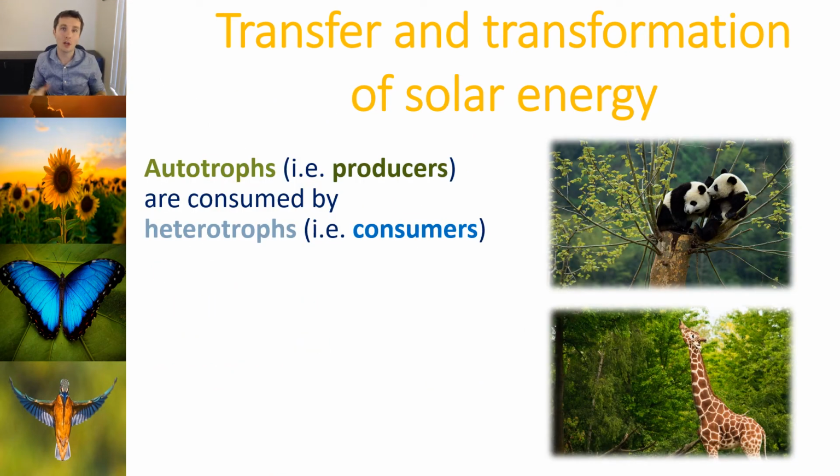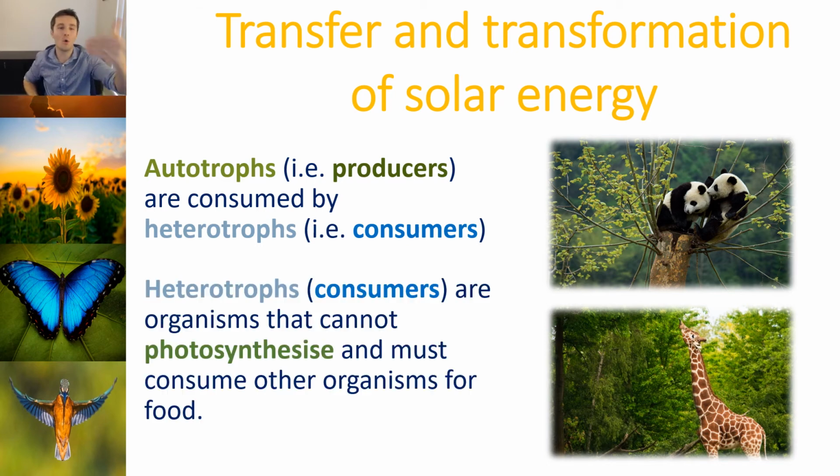Now autotrophs, i.e. those producers, are consumed by what we call heterotrophs, i.e. consumers. So these are organisms that eat other organisms. So you can get this definition out. Heterotrophs, or consumers, are organisms that cannot photosynthesize. You and I cannot photosynthesize. I think that would be amazing. If you get your lunch, go outside, stick out your arms, capture all of that yummy sunlight goodness, and then you've got your food. We can't do that. We are reliant on consuming other organisms.